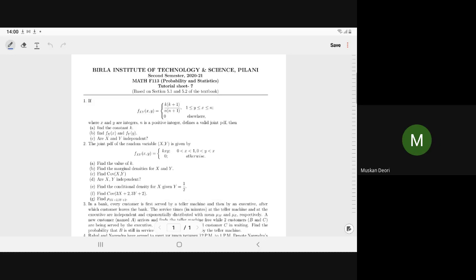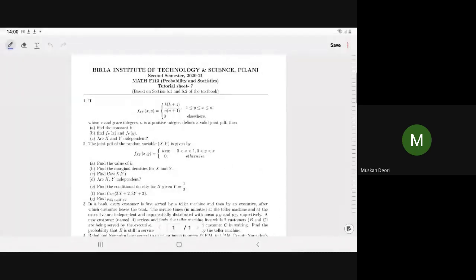So, hopefully, you have done your mid semester paper well. Now after the mid semester, we have the first tutorial class. Up to the mid semester, we have covered the basic theory of probability, then discrete random variable, and then continuous random variable.